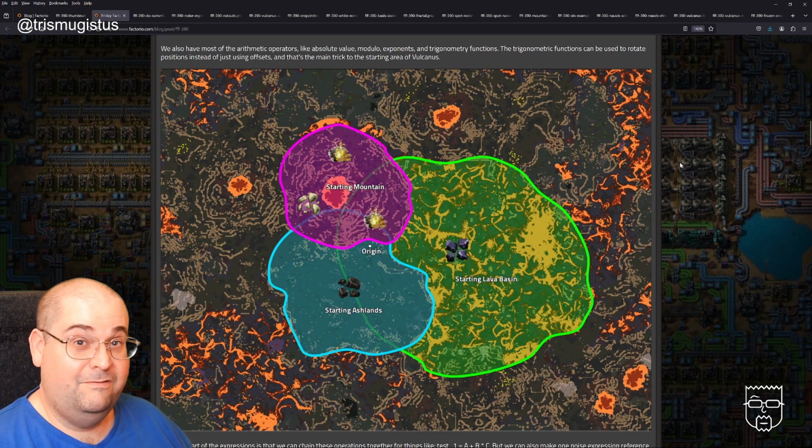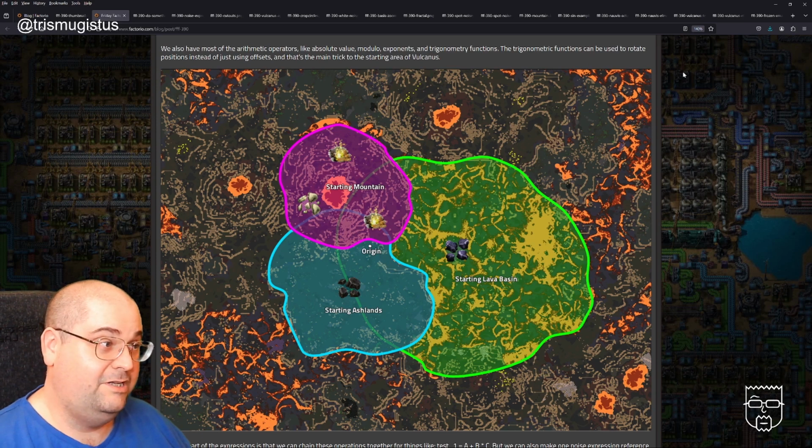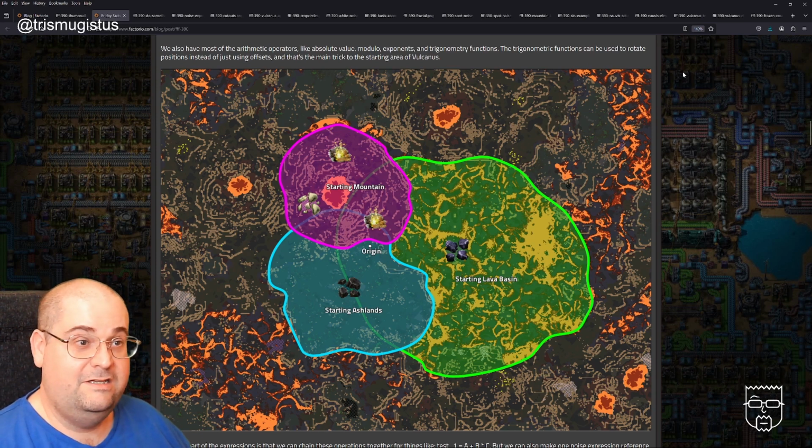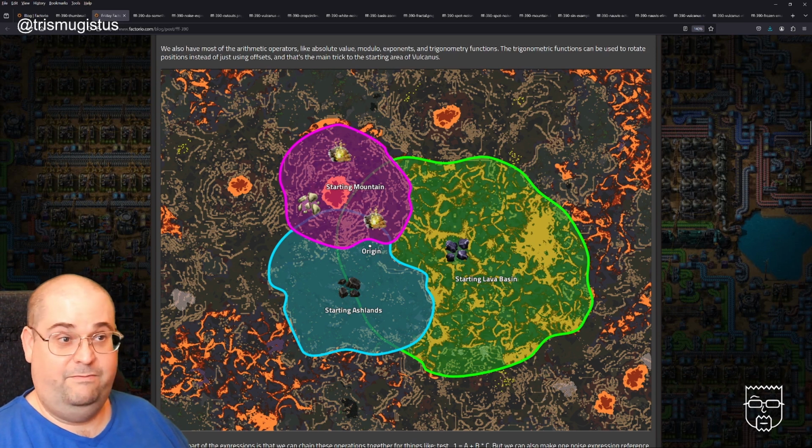And saying that, it does sort of make a little bit of a leap here, as it doesn't really explain quite what it's talking about, but we also have most of the arithmetic operations, like absolute value, modulo, exponents, and trigonometry functions. The trigonometric functions can be used to rotate positions instead of just using offsets, and that's the main trick to the starting areas of Volcanus. I'm not going to explain these, so these are basically different mathematical functions.